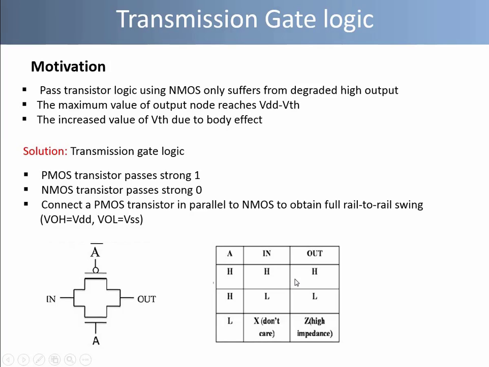Here we have the truth table of this transmission gate. When control input A is high and the input is also high, the transmission gate is switched on and the output becomes equal to the input, which is a high voltage level. Similarly, when the input is low and the control input is high, the transmission gate is switched on, and the output is equal to low. In case the control input is low, the transmission gate is switched off and presents an open circuit between out and in. In this case, the output reaches a high impedance state.